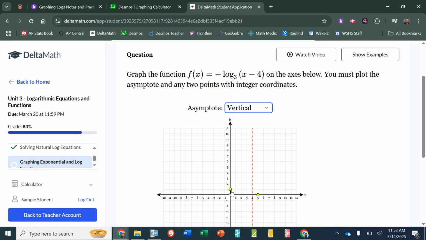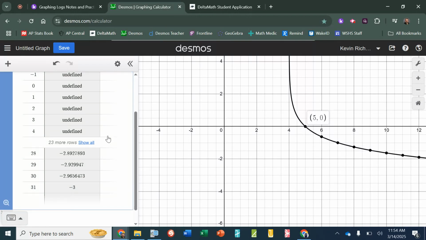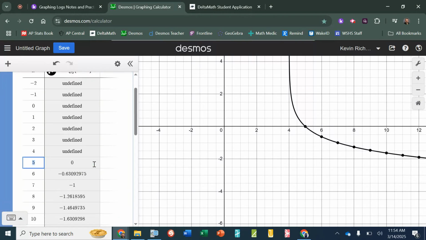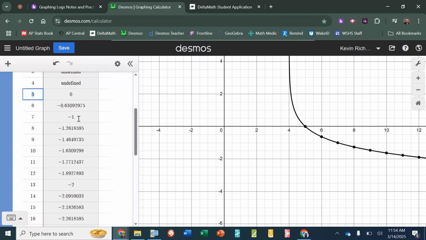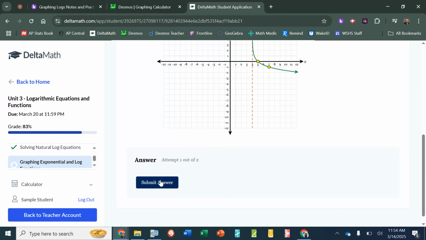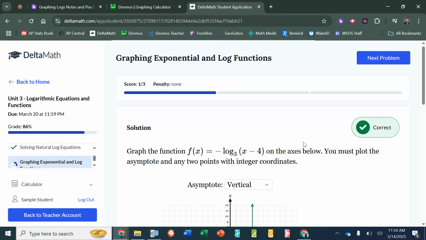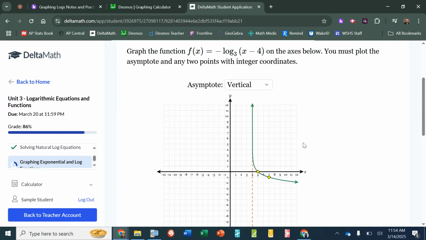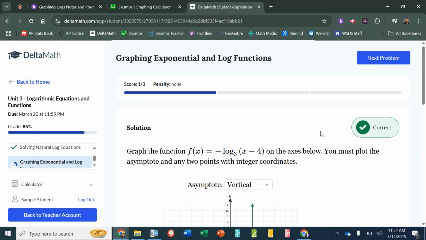And notice my line disappeared. It's because this one is over here, so we need to give it another point. Let's see, where can I do? Oh, show all 23 rows. Let's go to 7, -1 with that one. So over to 7, -1. There's another point. I'll submit my answer. And there we go. Now we have our graph of our logarithmic function.